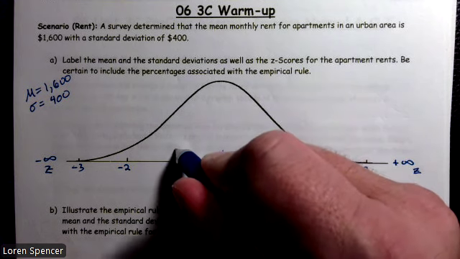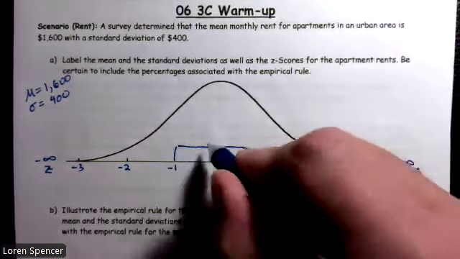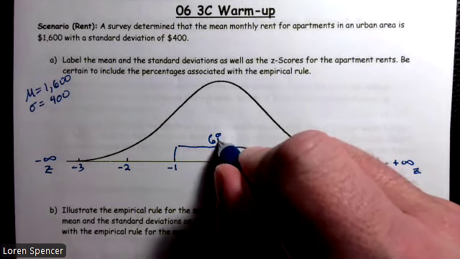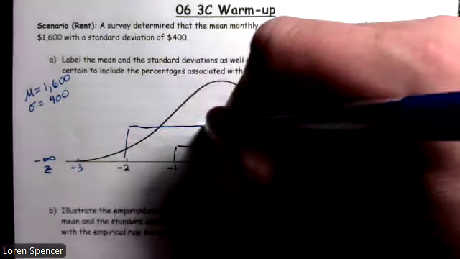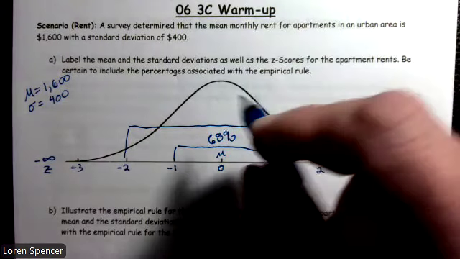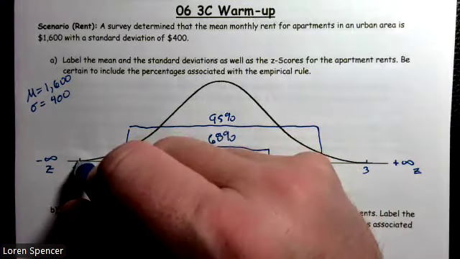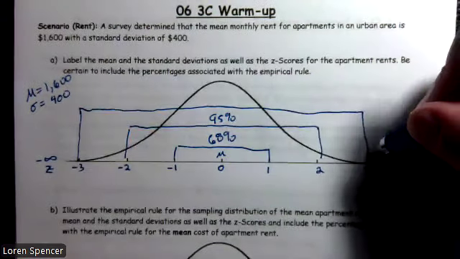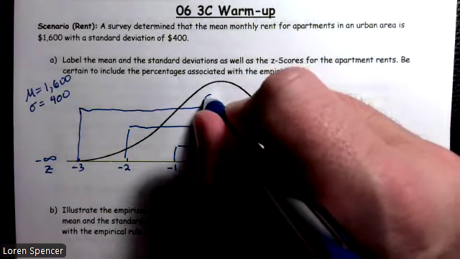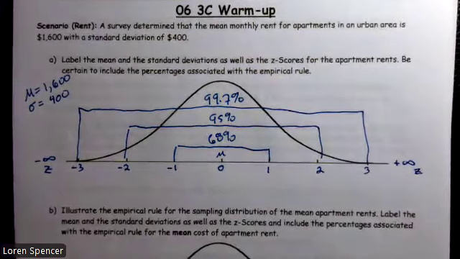We also know that between plus or minus 1 standard deviation, as an approximation, is about 68%. Plus or minus 2 is 95%. And then plus or minus 3 is approximately 99.7%. The calculator can give you a more accurate estimate, but those are the values that you should have memorized by now for the empirical rule.